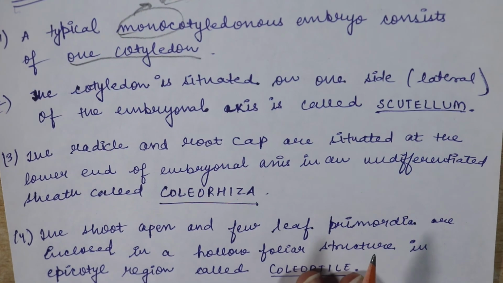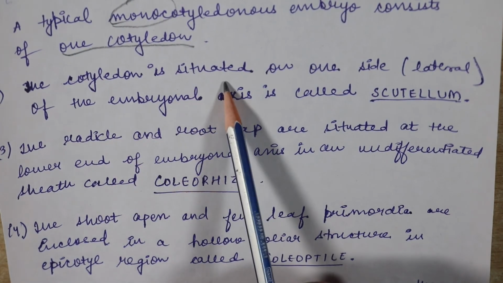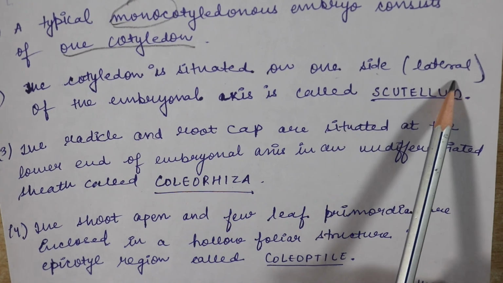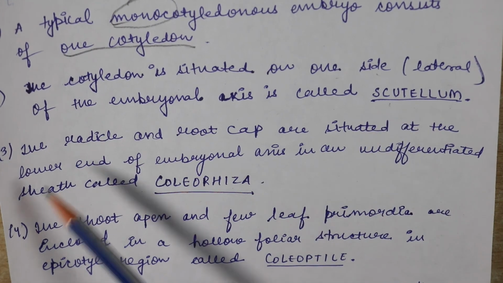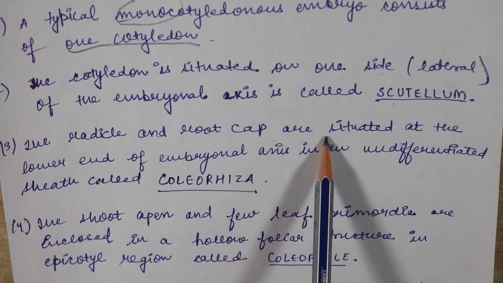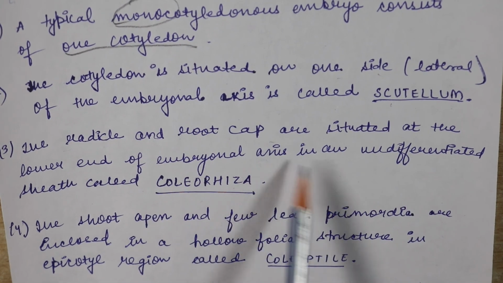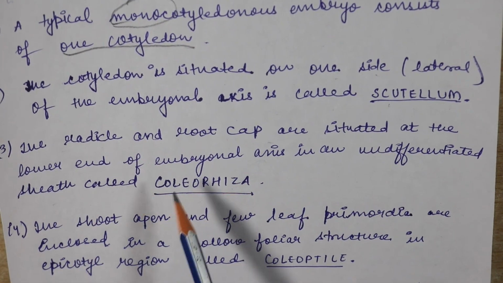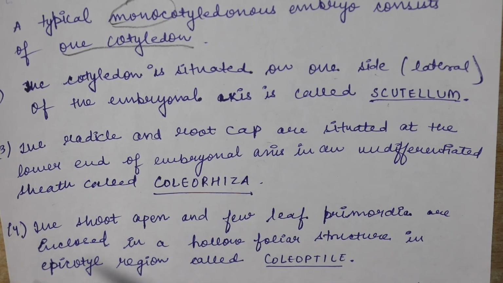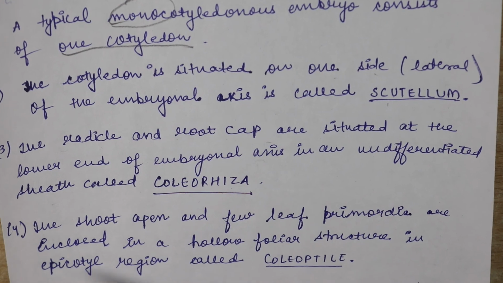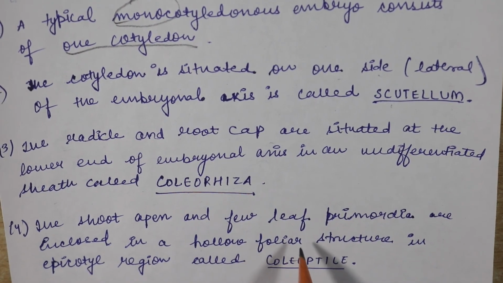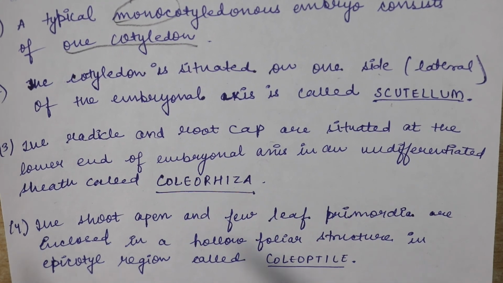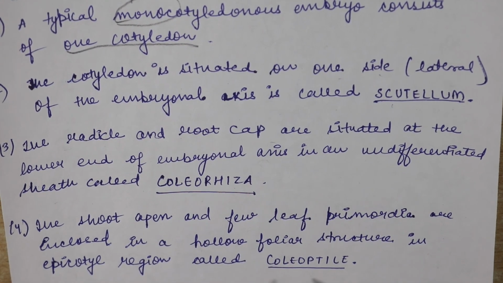Second point, the cotyledon is situated on one side, that is lateral, of the embryonal axis and is called scutellum. Third point, the radicle and root cap are situated at the lower end of the embryonal axis in an undifferentiated sheath called coleorhiza. The shoot apex and a few leaf primordia are enclosed in a hollow foliar structure in the epicotyl region called coleoptile.